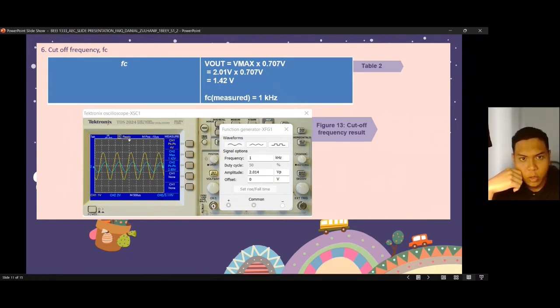We got 1.42 volt, and we need to adjust the frequency until the V out of channel 2 is the 1.42 volt that we got earlier. For that, our measured cutoff frequency is 1 kHz. However, the channel 1 V in must stay at 4 volt peak to peak.